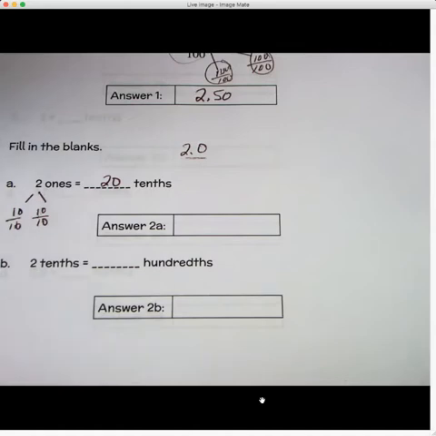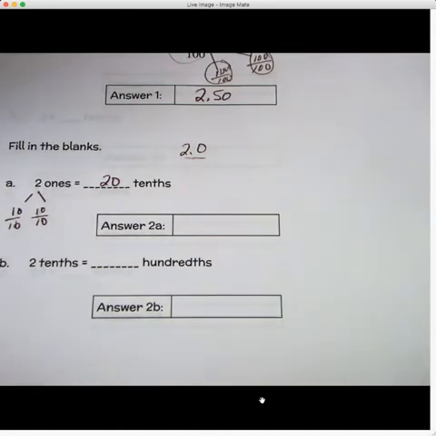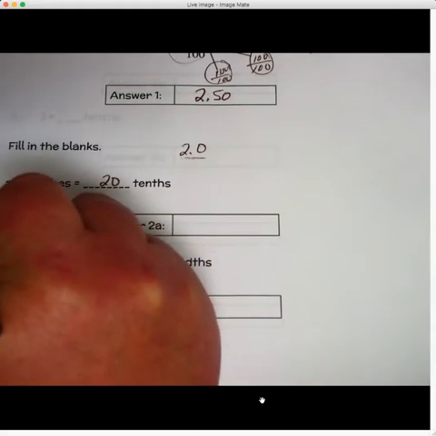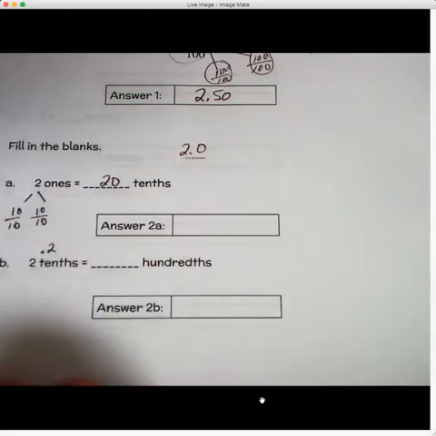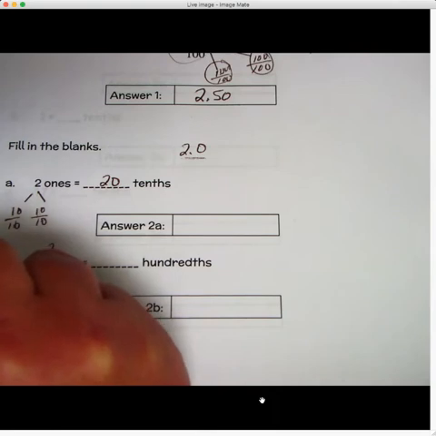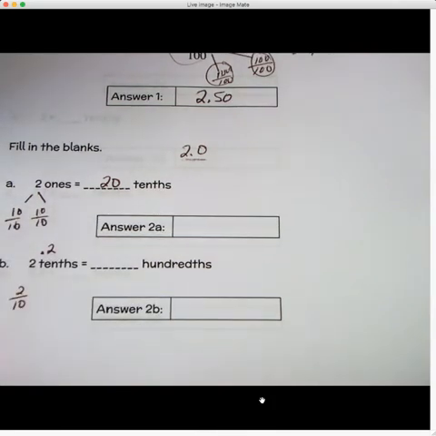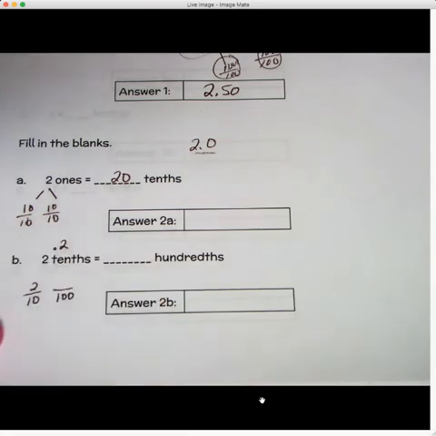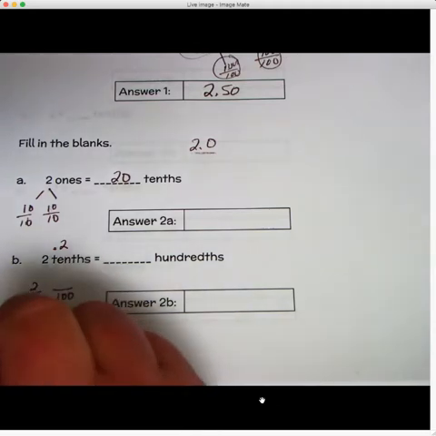2 tenths is how many hundredths? So what are we going to do here? What does 2 tenths look like? It looks like 0.2, or it looks like 2 tenths. It's a fraction. So if we want to know how many hundredths it is, it's kind of like finding an equivalent fraction, isn't it? 2 tenths is how many hundredths?